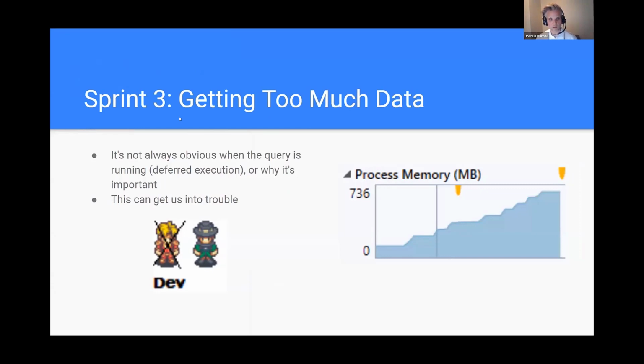Sprint 3 is about getting too much data. It's not always obvious when a query is running in Entity Framework. Different things can trigger the query to run. You define a query specification in Entity Framework, and then it runs at a later time potentially. Most of the time I'm calling ToList to force it to run, but other things can cause it to run, like the Count function, for instance, or the Single function, which would just be trying to get 1 row of data. It's not always obvious unless you know about these things when or why that's happening, and this can get us into trouble.